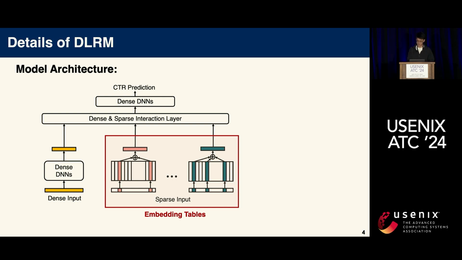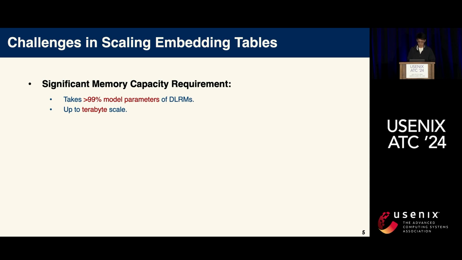What makes DLRM distinct from other traditional deep learning models is the use of the embedding tables, which introduce unique challenges when training DLRM or serving DLRM inferences. So typically, the embedding table in DLRM demands a large memory capacity. It accounts for more than 99% of the model parameters in DLRMs and can require up to terabytes of memory. So as a result, it often takes a large number of GPUs to train or serve production-level DLRMs.